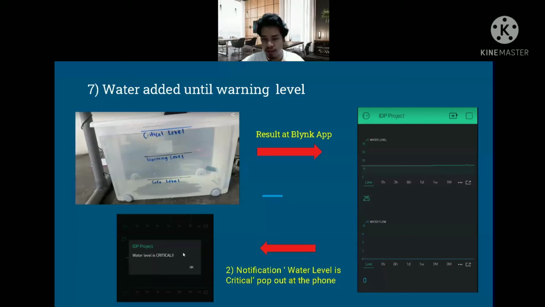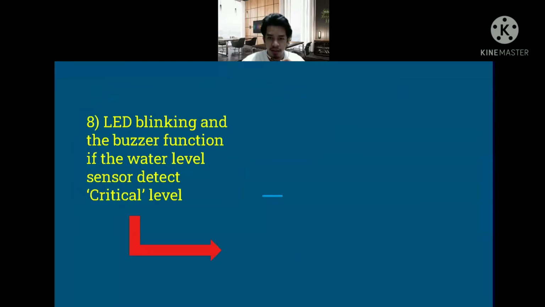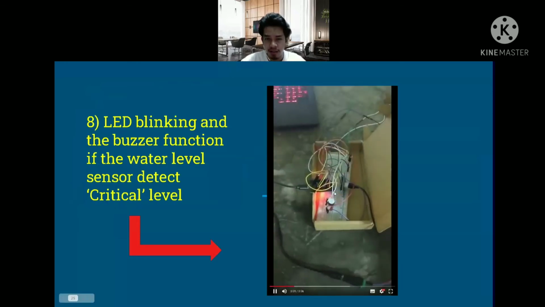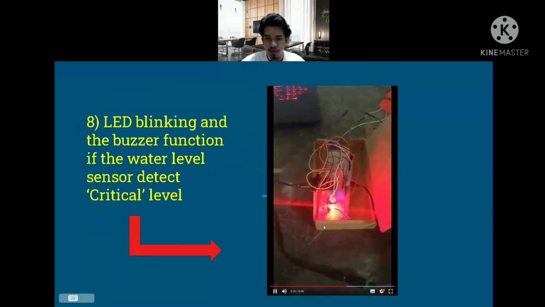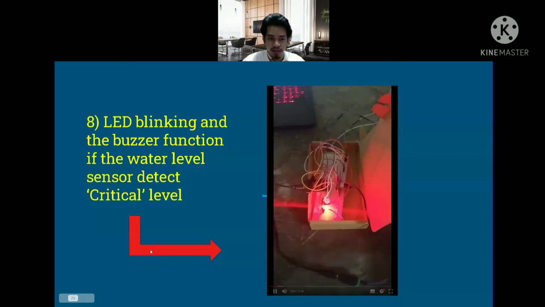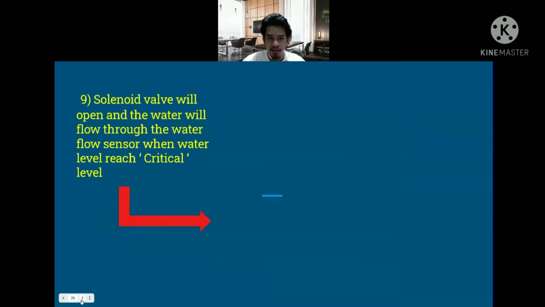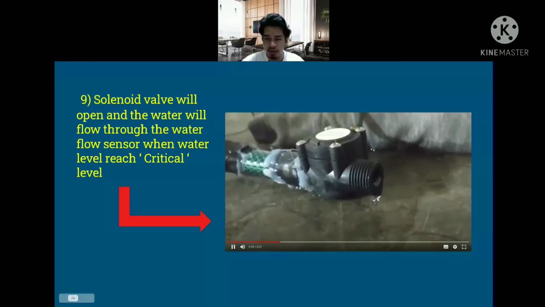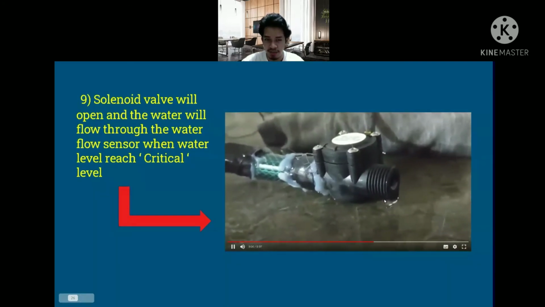When the water level is critical, we can see that the LED will blink and the buzzer will alarm. As you can see this. This is when the water level is critical. Other than that, when the water level is critical, the solenoid valve will open and the water will flow through the water flow sensor when the water level reaches critical level. As you can see, the water flows when the water level is at the critical point.